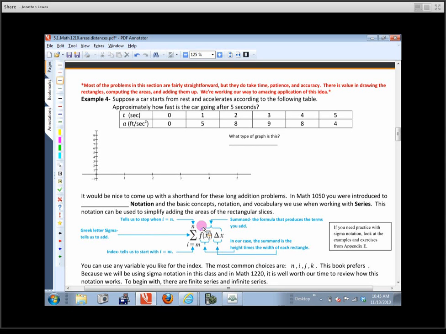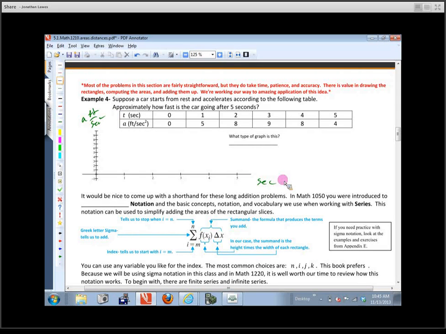Okay? And that's what we've got here. Okay? So on this problem, this isn't about distance. It says, suppose a car starts from rest and accelerates according to the following table. So this is the acceleration in feet per second squared, and this is the time in seconds.